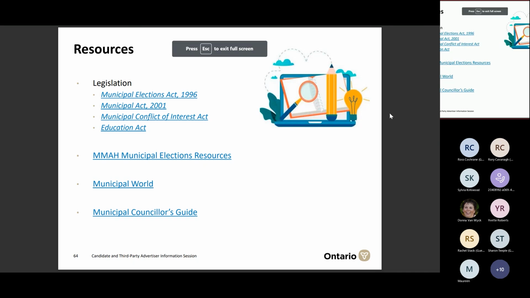The second link is to the Ministry of Municipal Affairs and Housing website. From this site, you will be able to access very handy and useful tools, the 2022 voters, candidates, and third-party advertisers guides. And lastly, the Municipal World website. If you click on the icon bookshop, it illustrates a list of books that are related to running for municipal office. They are available to purchase online. Next slide and last one.